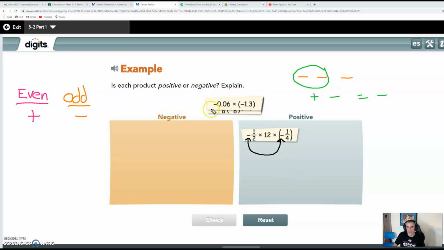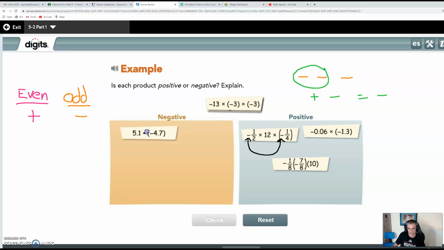So let's see here. I have a negative times a negative. I have an even number of negative signs. I have 2, so that will be positive. Here I have 2 negatives. Again, it's an even number, so that will be positive. All right, here I have an odd number of negative signs. I only have the 1. So a negative times a positive, we know that's going to be negative. Here I also have an odd number of negative signs. So I can show you this example real quick.